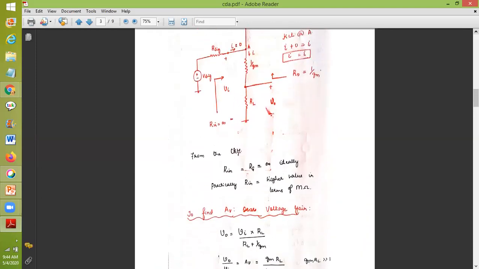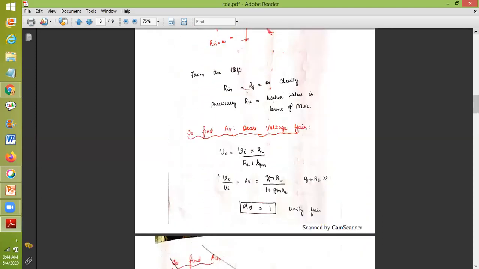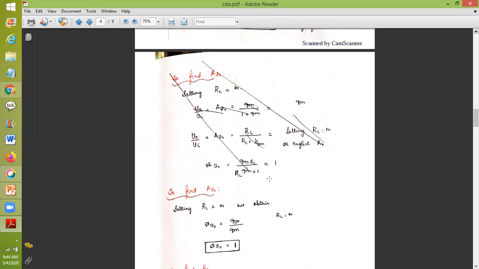Okay. So AV is equal to 1 means what happens? gm into RL divided by gm into RL will get cancelled. AV is equal to 1. The gain will be equal to unity. That is how we will find the gain. Okay. Understood everyone? Understood? So in source follower, we have the gain equal to 1.